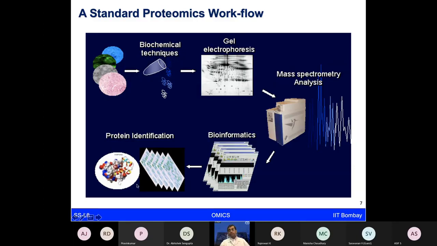So this is one of the workflows, but of course there are many workflows one could use. I'm just trying to give you a simplified view and picture of how to get started in this area.